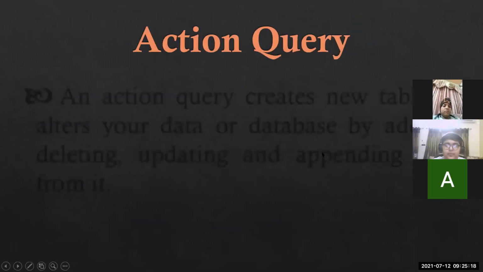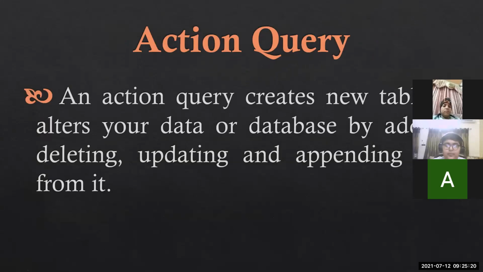Next is action query. Action query will create a new table or alter your data or a database by adding, deleting, updating, and appending data to it. You will not create it practically. We are not going to use the action query or a cross-tab query. What will happen in an action query? It will create a new table. Whatever criteria I had defined, on the basis of that criteria, it will extract the data records from the table and create a new table of those records. And later on, I can make changes in that table as a new table object.